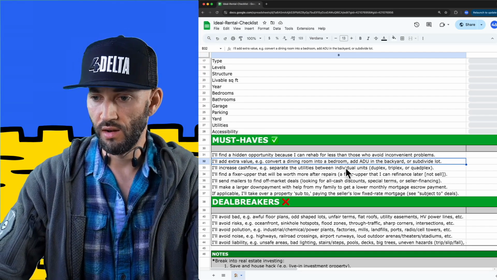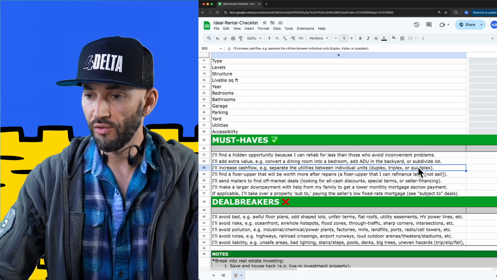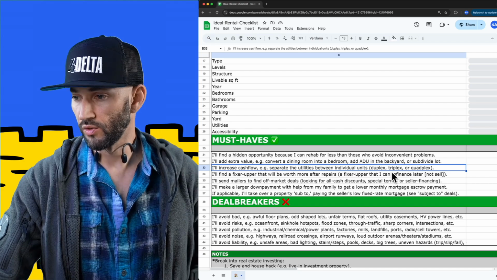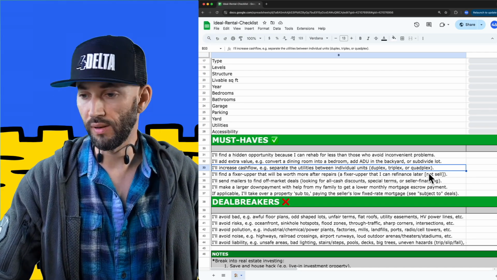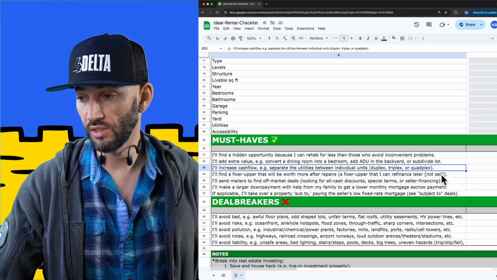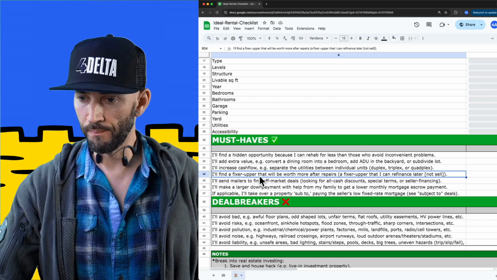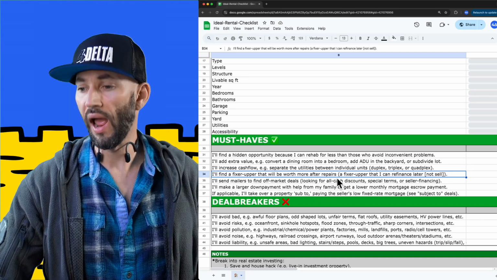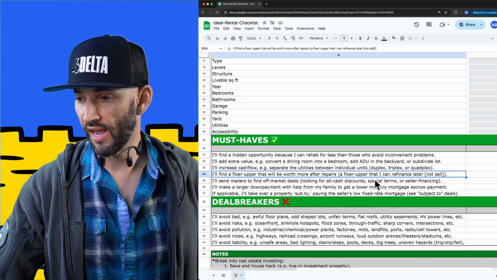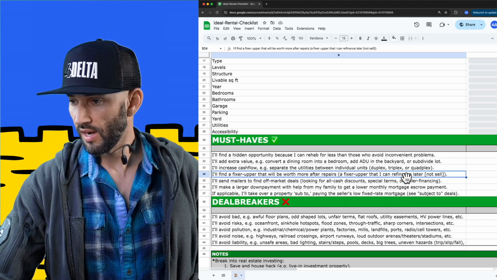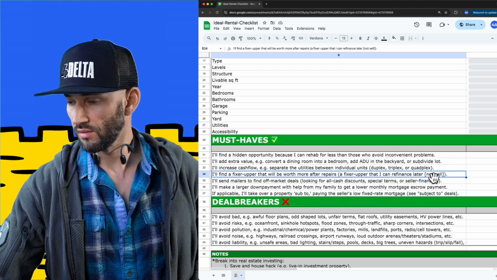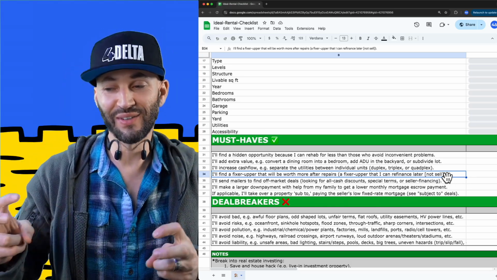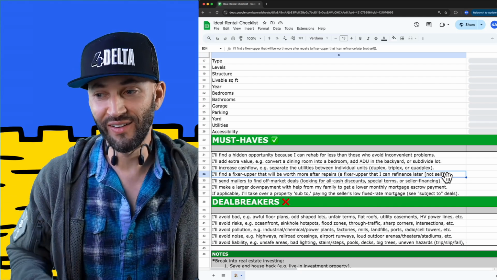Look into that. I'll increase the cash flow by separating utilities between the units. That's something for duplex, triplex, and quadplex. Some of them actually share utilities. I don't like that. I'll find a fixer upper that will be worth more after repairs. That's kind of like adding value. A fixer upper that I can refinance later, not sell. Because my Corrigan is, hey, never sell, hold it forever.